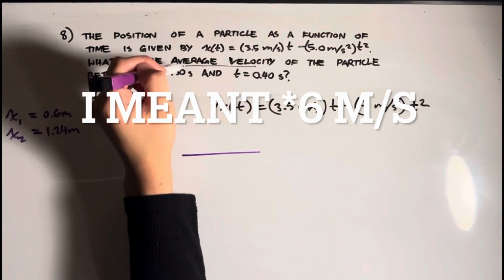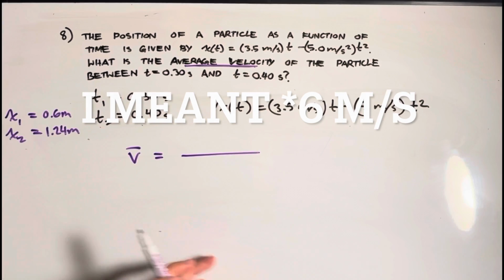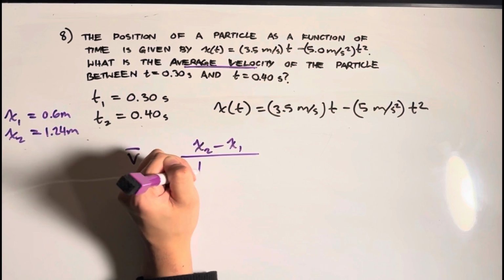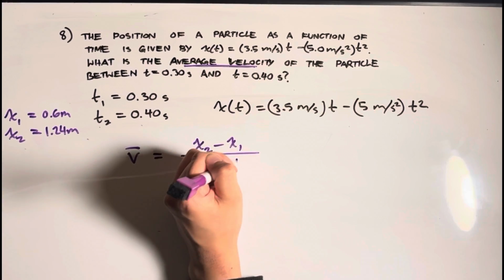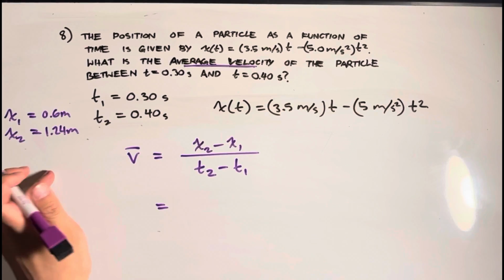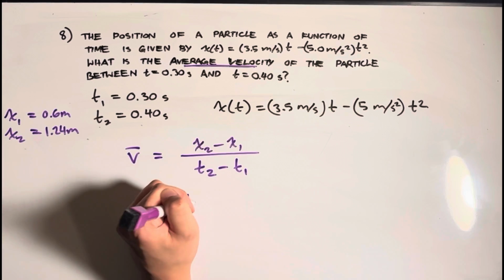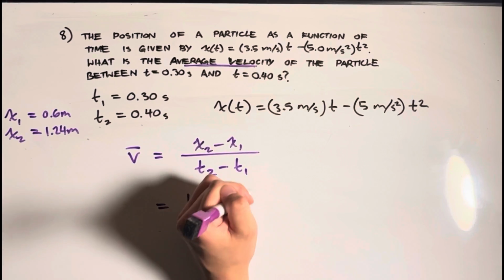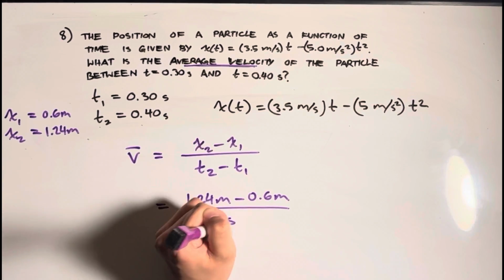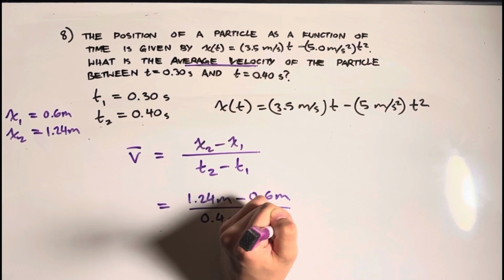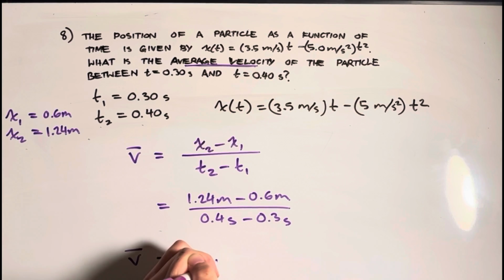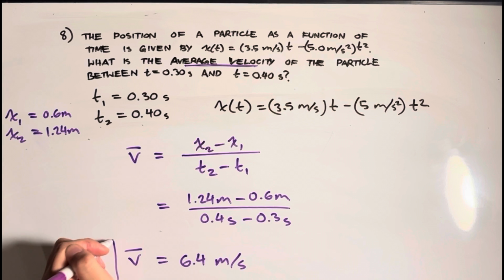So since our problem is asking us for average velocity, we know that average velocity is equal to x sub 2 minus x sub 1 over t sub 2 minus t sub 1, which in turn would mean that we plug in the values we found and the values we were given to give us 1.24 meters minus 0.6 meters over 0.4 seconds minus 0.3 seconds. This will give us an average velocity of 0.4 meters per second. And that is our answer.